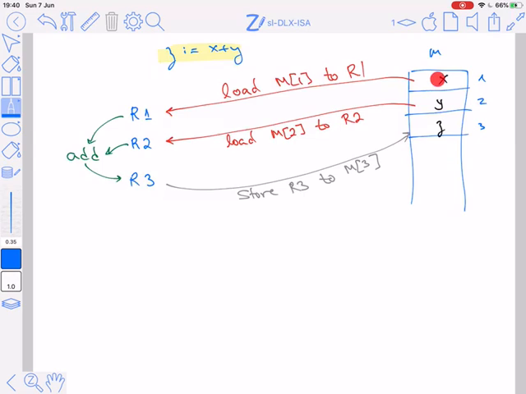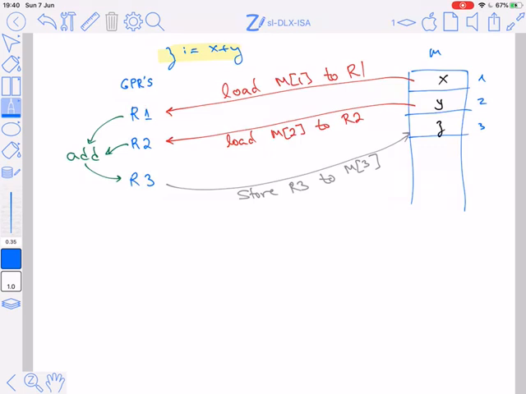So the first thing we need to do is read X and store it in a GPR. So these are my GPRs. Let's say I use R1 to store X. So I need to load M1 to R1. This is of course done by taking the address 1, storing it in the MAR, performing a read instruction on the memory. The read copies the contents of X to the MDR, and then we need to copy the MDR into R1. This is not depicted in this figure.